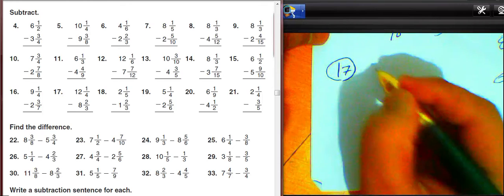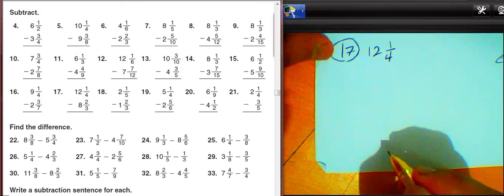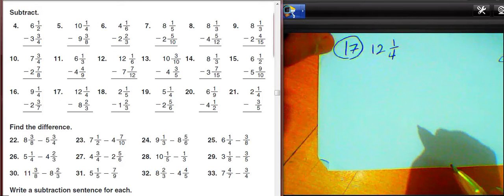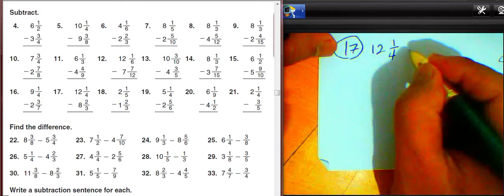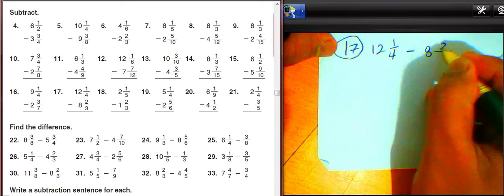Question 17. 12 and 4. Subtract 8 and 2 over 3.